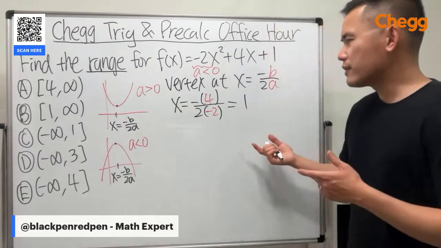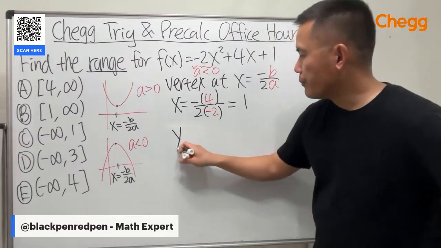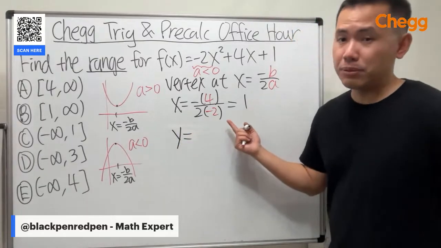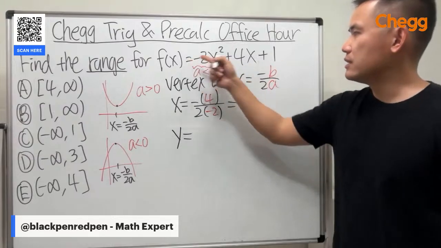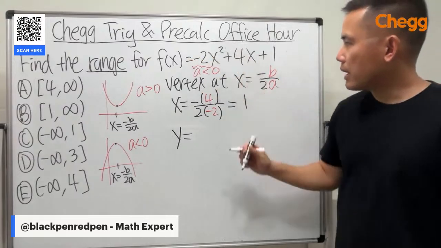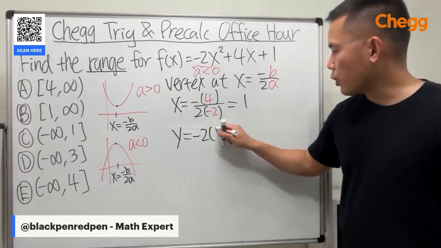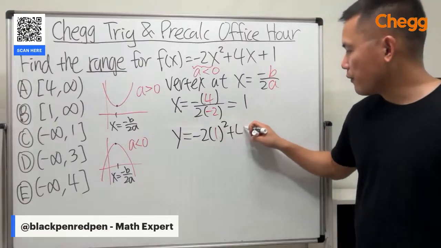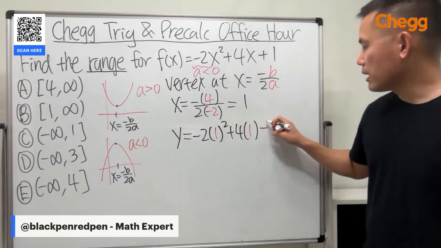But let's go ahead and find the y value. Once we have the x, we can just plug it into the original. This is the same as the y. So plug that in, we have negative 2 times 1 squared plus 4 times 1 and then plus 1.